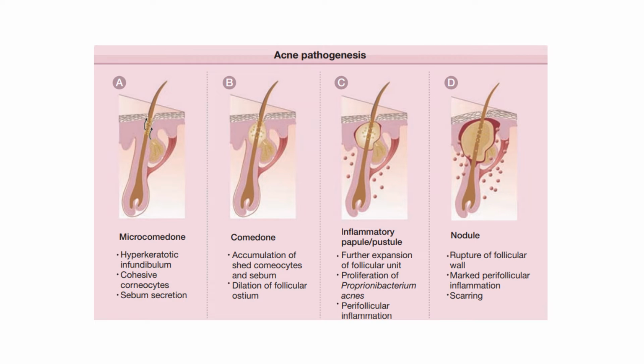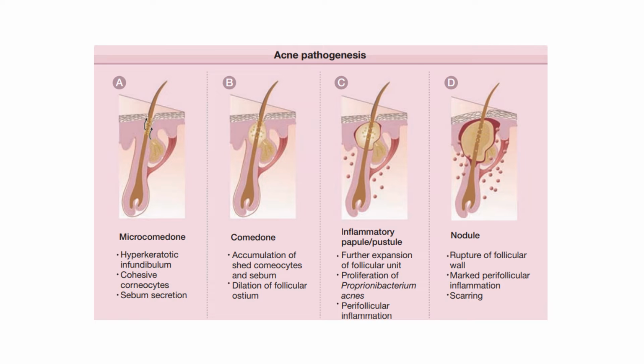This illustration is describing the progression of a lesion from microcomedone to the development of nodule. Microcomedone is composed of hyperkeratotic infundibulum. There is presence of cohesive corneocytes with increased sebum production. When there is accumulation of shed corneocytes and dilatation of the follicular ostium, the comedone is formed.